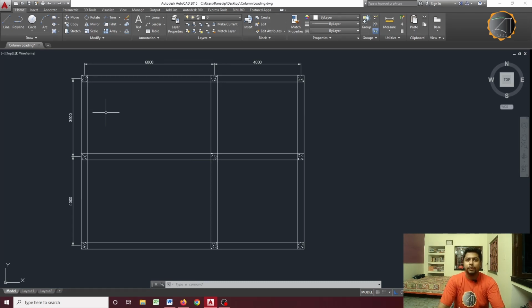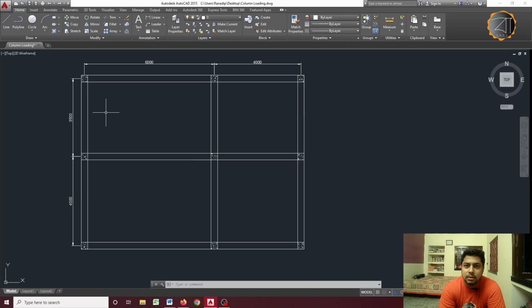See, there are different types of loads, mainly two types: gravity load and lateral thrust. In the lateral thrust, there will be earthquake loads and wind loads. Gravity loads are the loads which act along the direction of gravity, that is vertically downward. There will be mainly two types of loading: one is dead load and the other is live load.